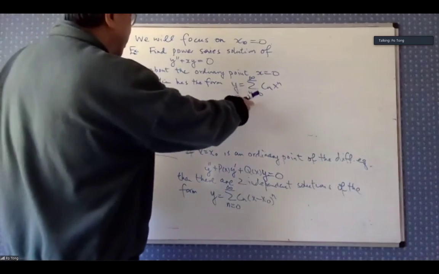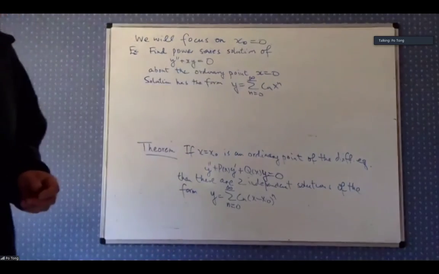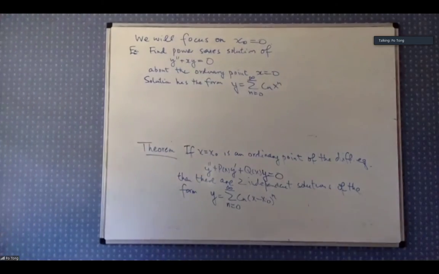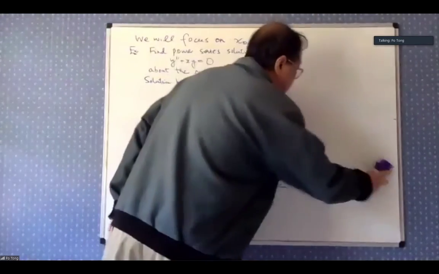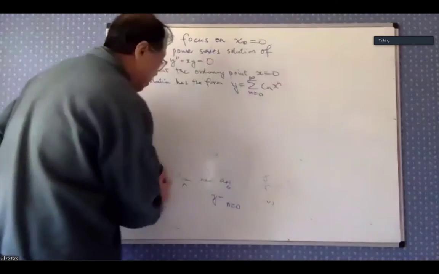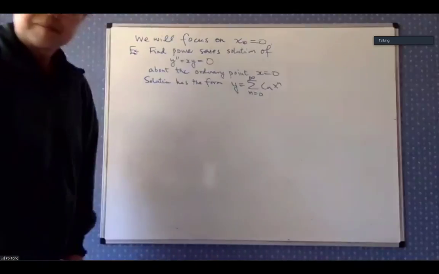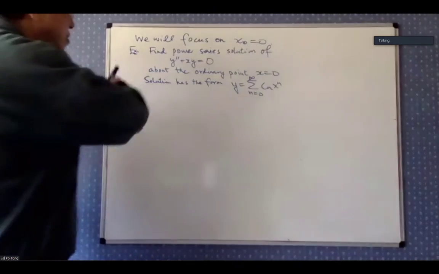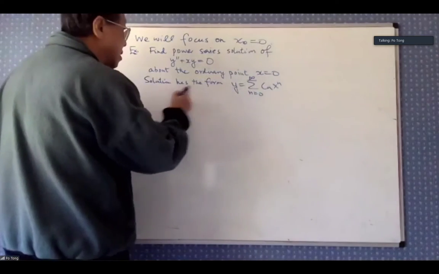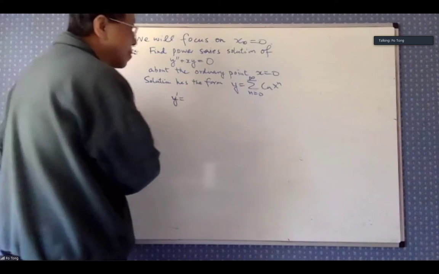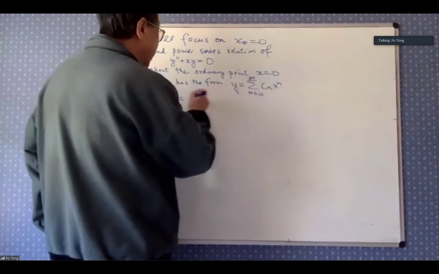Okay, the solution has this form. So we'll go through the same procedure we have done before. So we start out with y equal to this. So what will be y prime? You take the derivative of this.